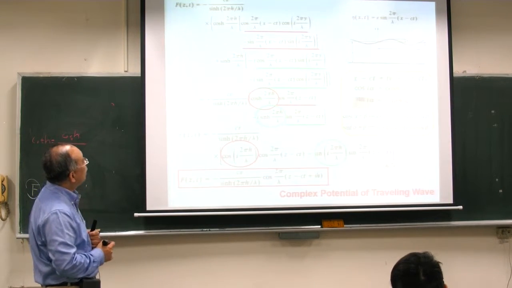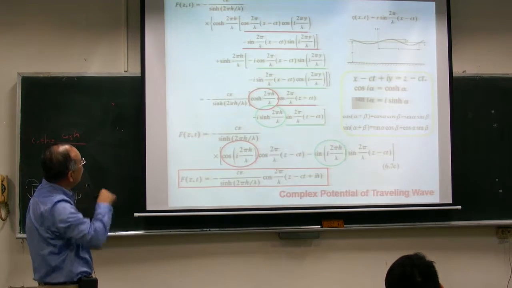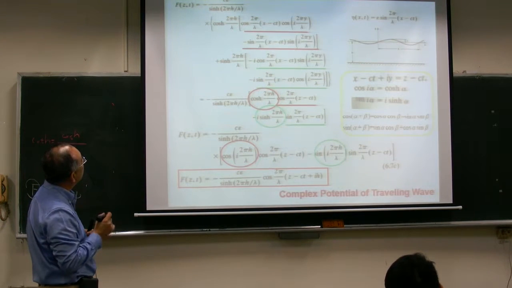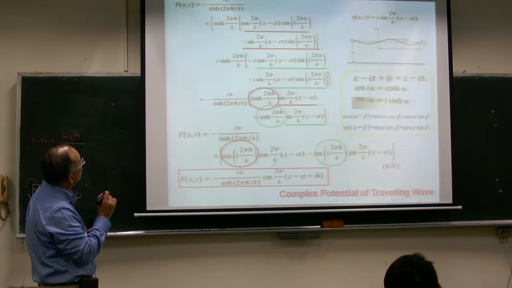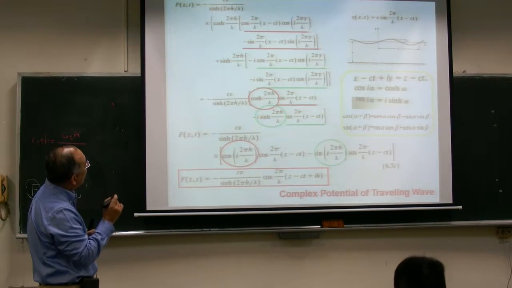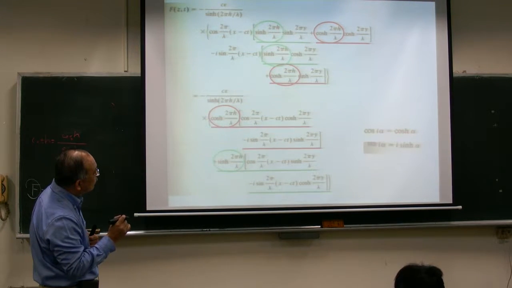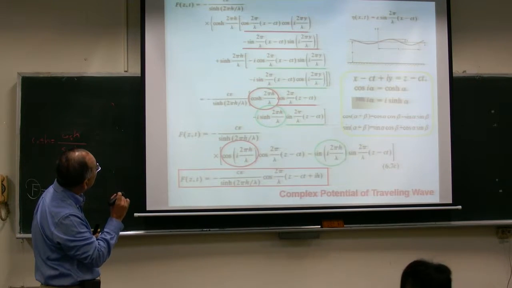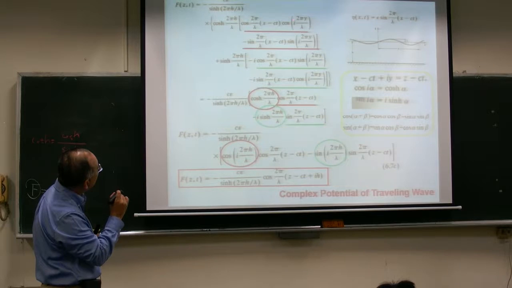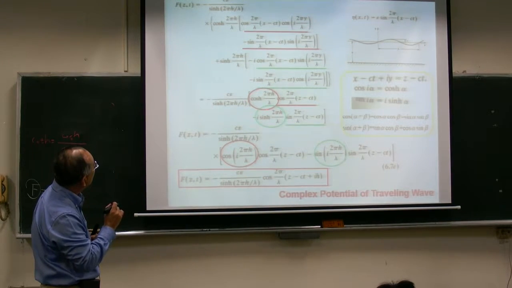And what I did is apply the relationship I just described. Here is cosine i alpha. Like cosine i alpha equals hyperbolic cosine alpha, remember this. So the second term here, cosine i alpha, becomes hyperbolic cosine.